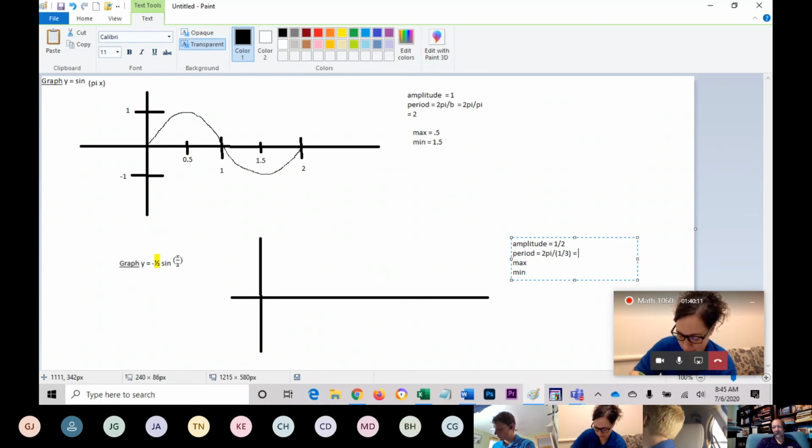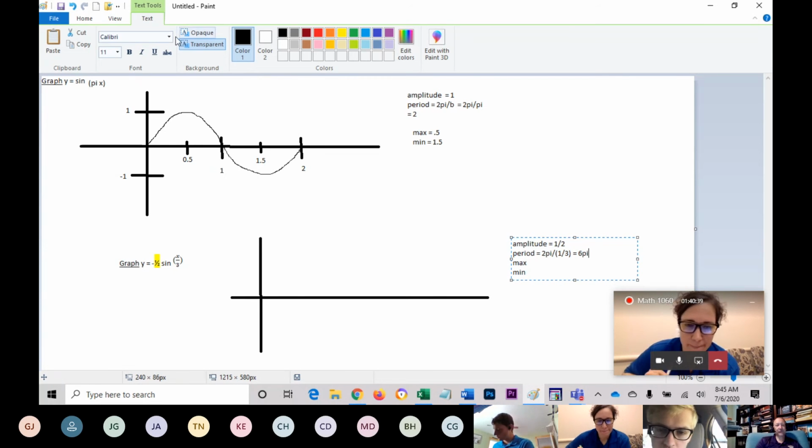2 point something. No. Okay, then. Remember, what do you do when you have a fraction divided by a fraction? Oh, you multiply. This is going to be 2 pi times 3, which is? 6 pi. Okay. 6 pi. That's what we're looking for, our period. Okay, so we'll ignore the maximum and minimum for now.